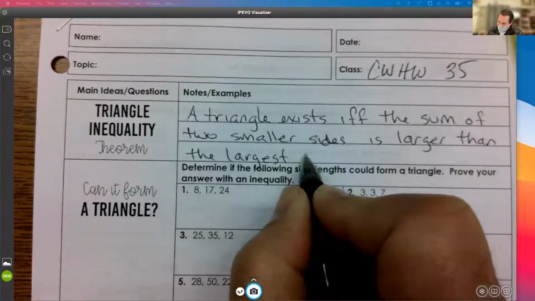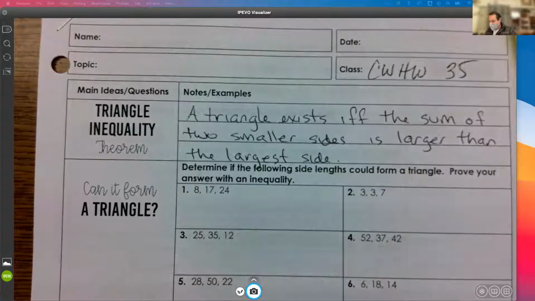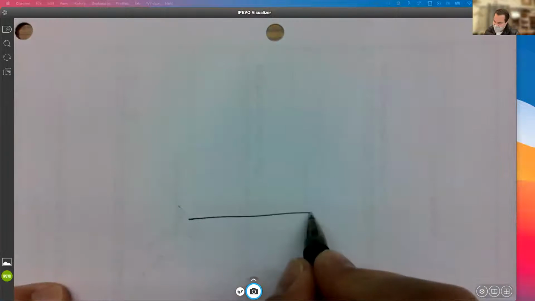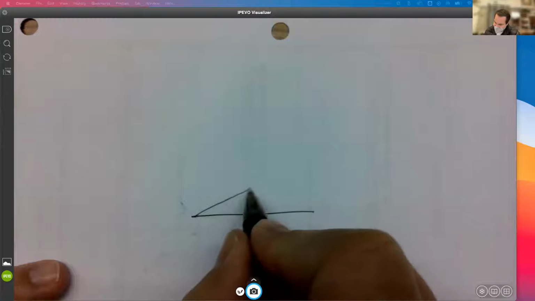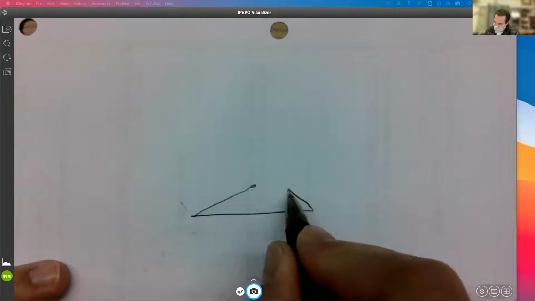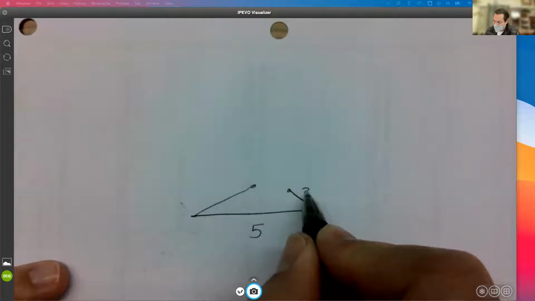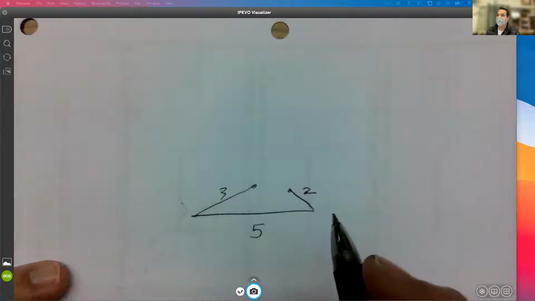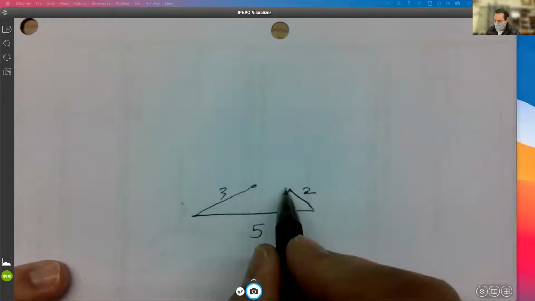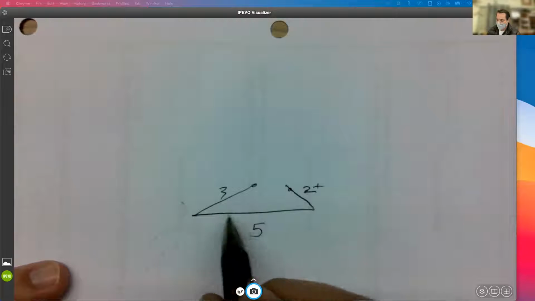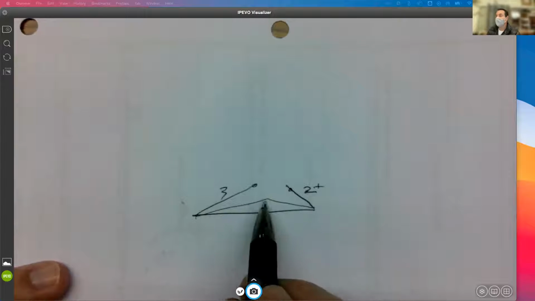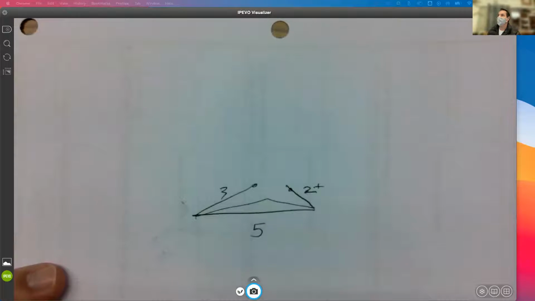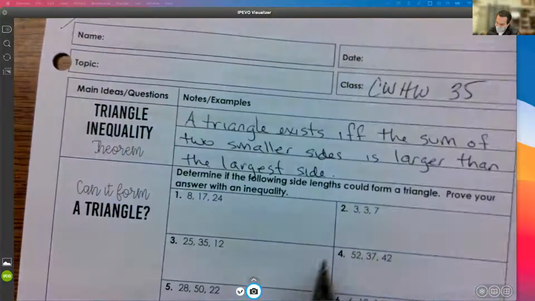Well, let's think about that. It's a good question. If I ended up with a segment here and another segment here and another segment here, such that this was 5 and this was 2 and this was 3, what would happen when I try to collapse it into a triangle? It would just be two straight lines on top of each other, wouldn't it? So it has to be longer than that. It's got to be 2 plus, and then it would make that nice little peaked segment we're looking for.